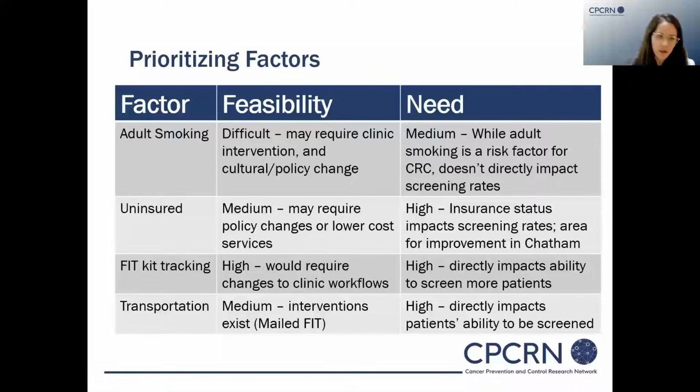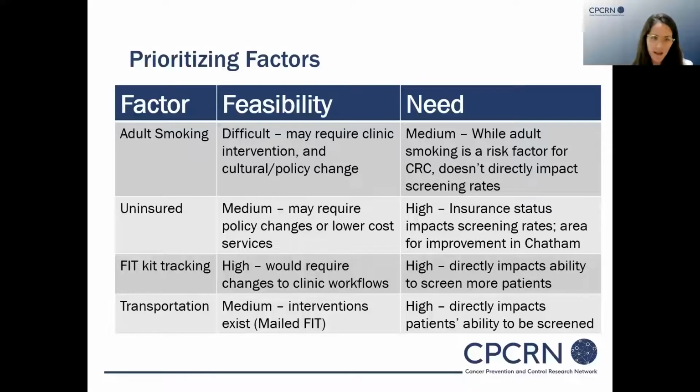So for the uninsured, that one is medium, may require policy change, or even just finding lower cost services for patients. So it might be a little easier than the smoking. And it's also a high need, because the insurance status directly impacts the screening rates that we're trying to work on. And we found it to be an area of improvement for Chatham County, our population.